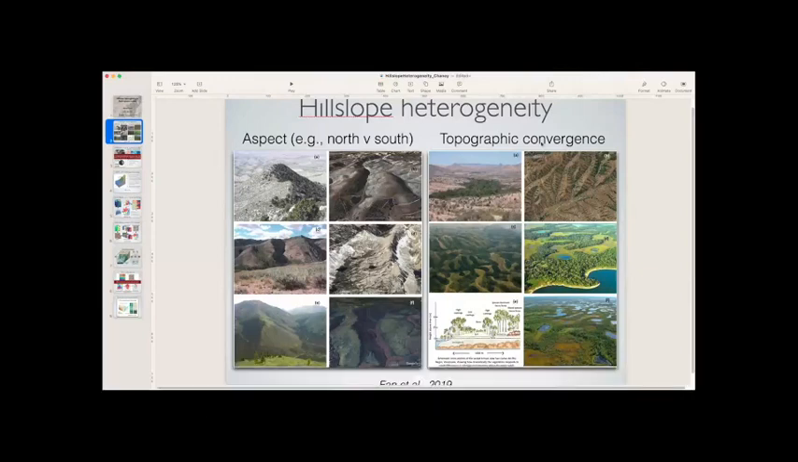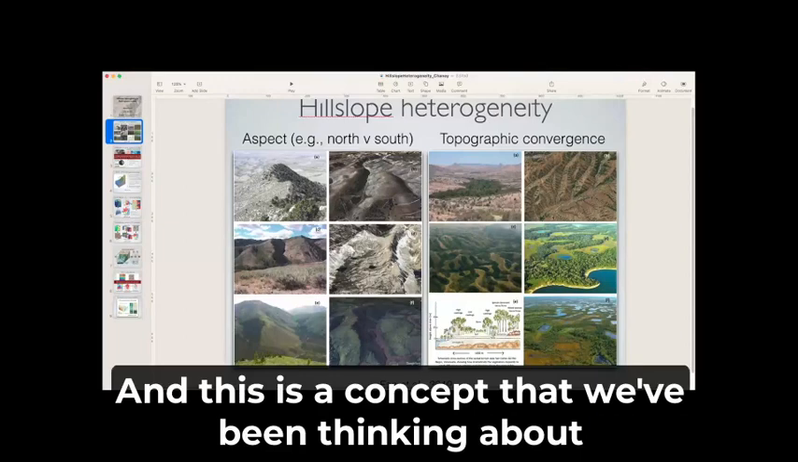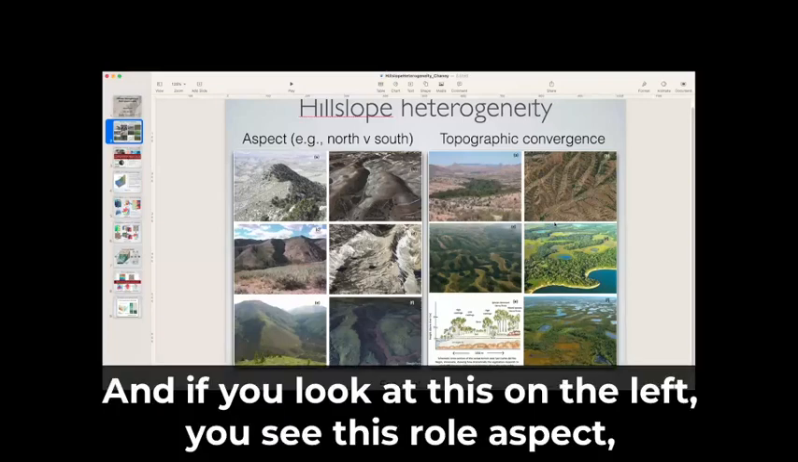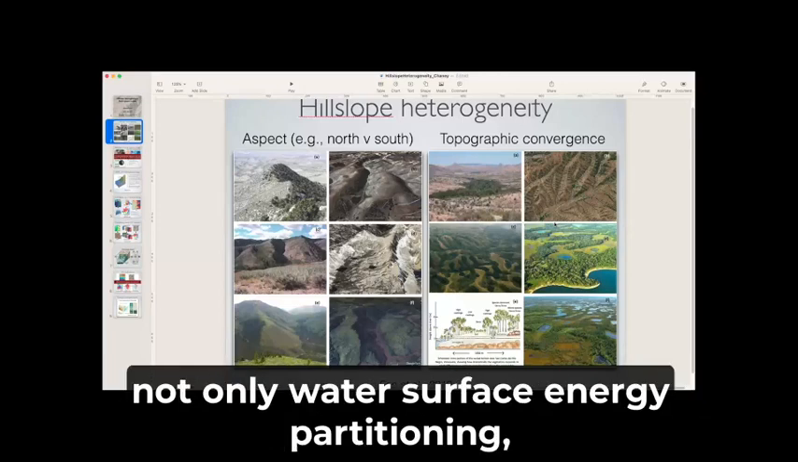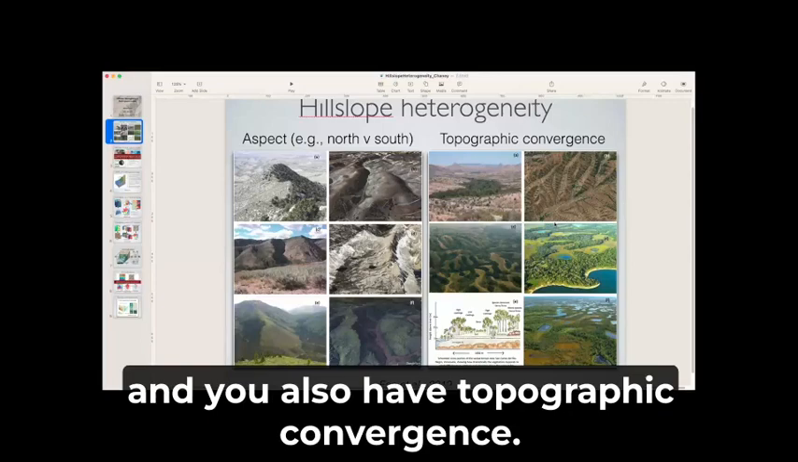heterogeneity. So this is a paper by Ying-Fan. It came out in 2019. And this is a concept that we've been thinking about a lot in hydrology over global scales for a while. And if you look at this on the right and the left, you see this aspect, so north versus south, and how that actually impacts not only water and surface energy partitioning, but it also is going to impact ecology, biodiversity. And you also have topographic convergence.